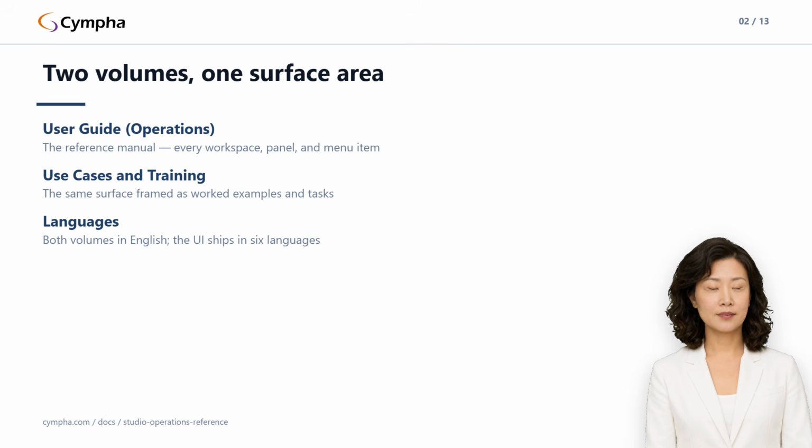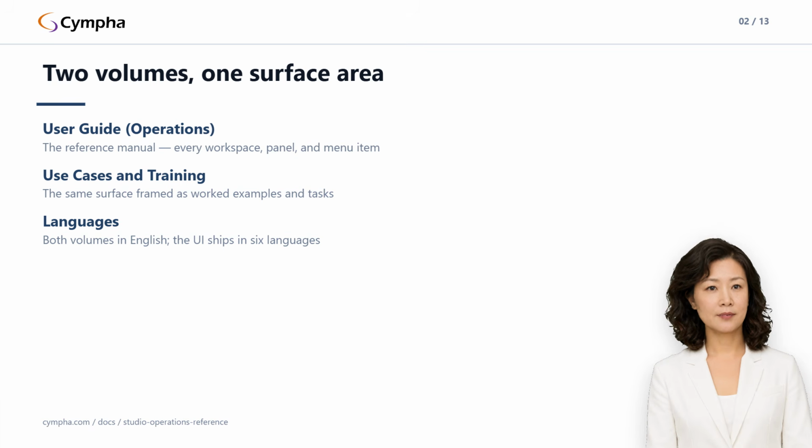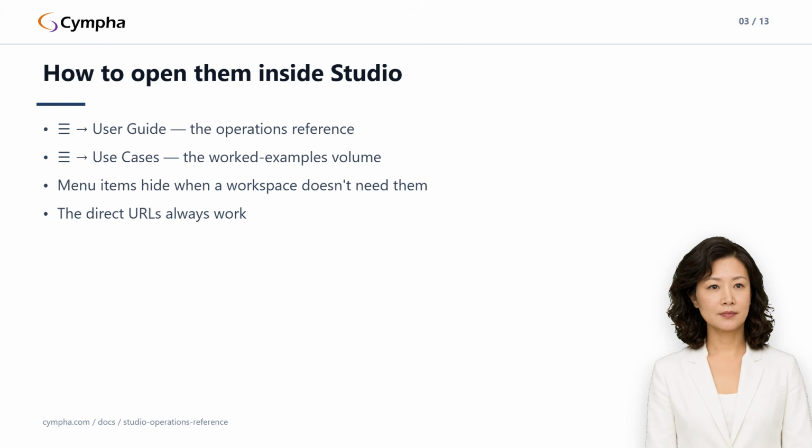Opening them takes 1 click each. In Studio's hamburger menu, User Guide opens the operations reference for the current workspace, and Use Cases opens the worked examples volume. One behavior to know so it never confuses you: these menu items hide when the current workspace doesn't need them. Workspaces filter the hamburger menu, that's their whole job. So if you're in a narrow workspace and don't see the user guide entry, nothing is broken.